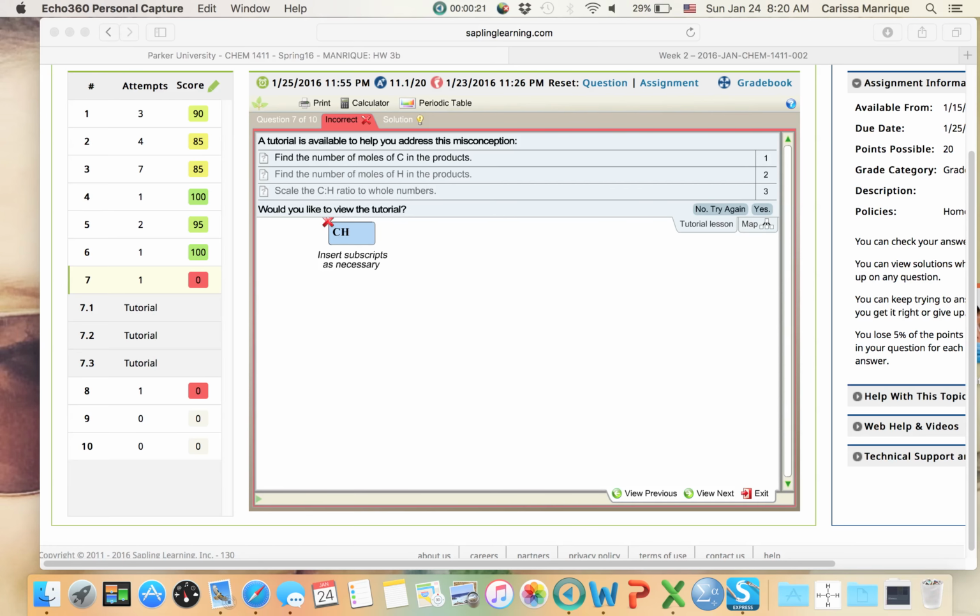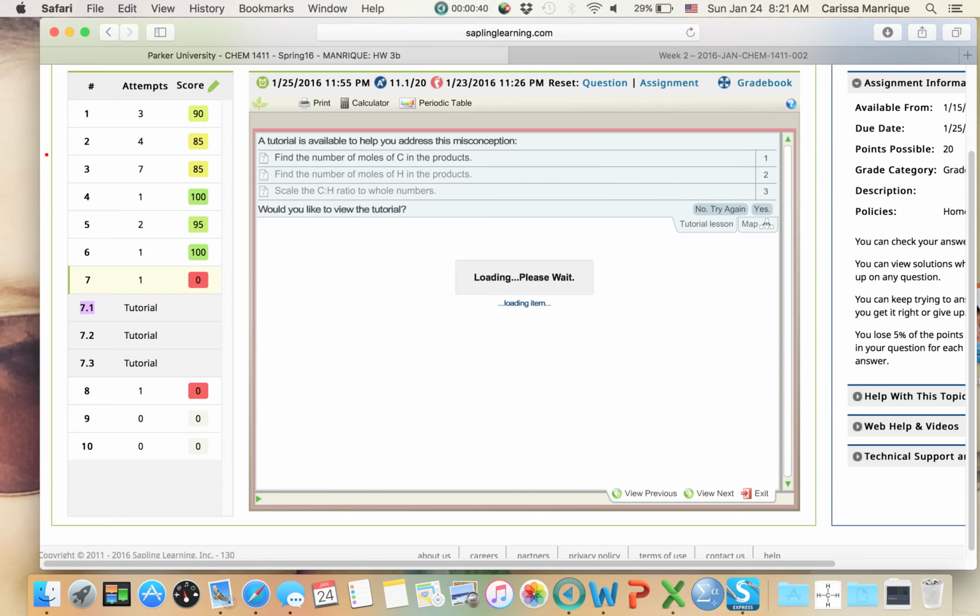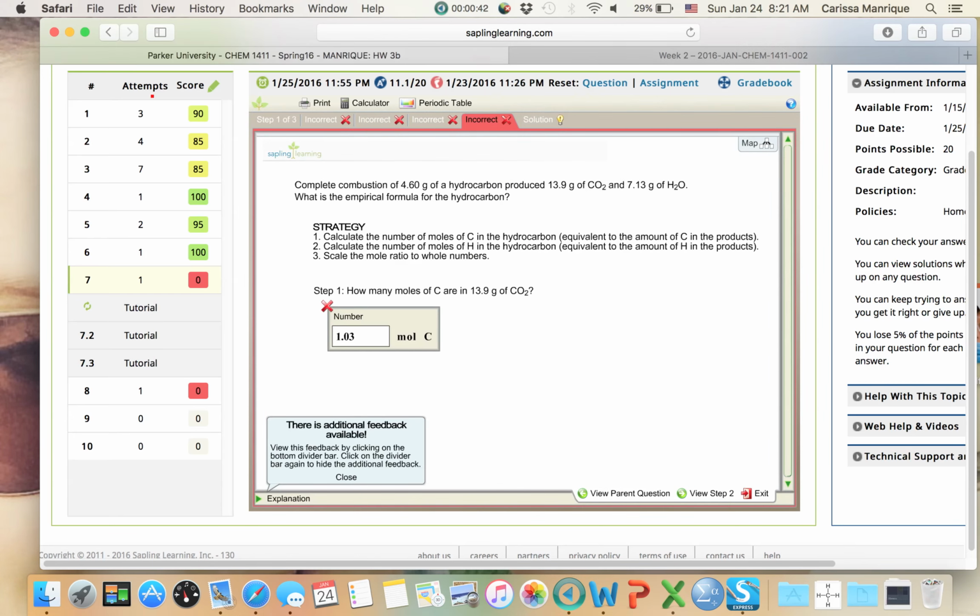Okay, the first one was number 7. This was definitely a harder one, and that's why I had it include a tutorial. This is one of the try-to-find-the-molecular-formula problems. So when you have a hydrocarbon, it's a little bit different. You can follow the tutorial, and let me follow your strategy and show you how that would work out.